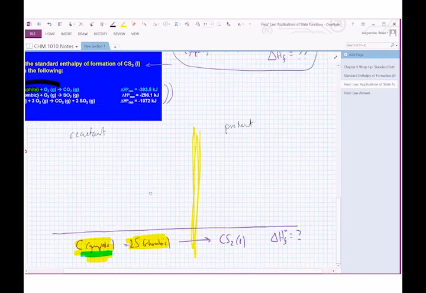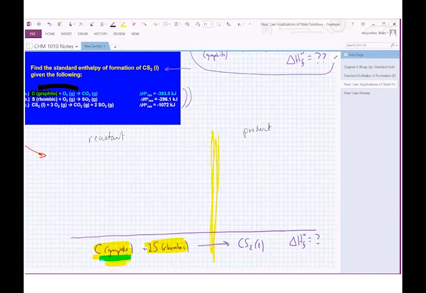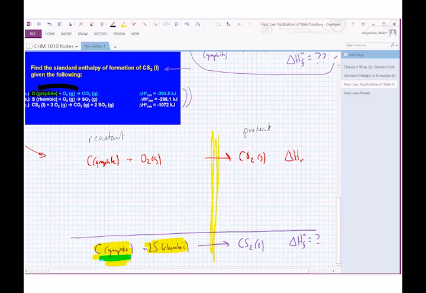Let's see if I can scoot this over. Okay, so I'm going to rewrite it here. C graphite plus O2 gas, and I like lining the arrows up. Maybe I'm OCD or something. Yields CO2 gas. Delta H reaction is equal to, now the next thing you need to do is check the coefficients out front. That one has 1, that one has 1. Okay, you're good. You don't need to change the coefficients.